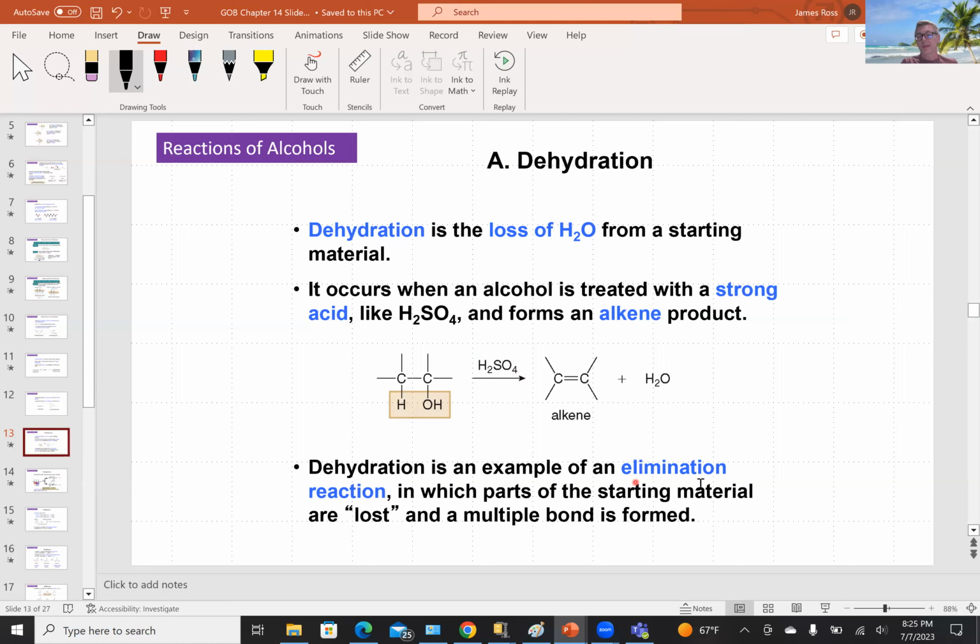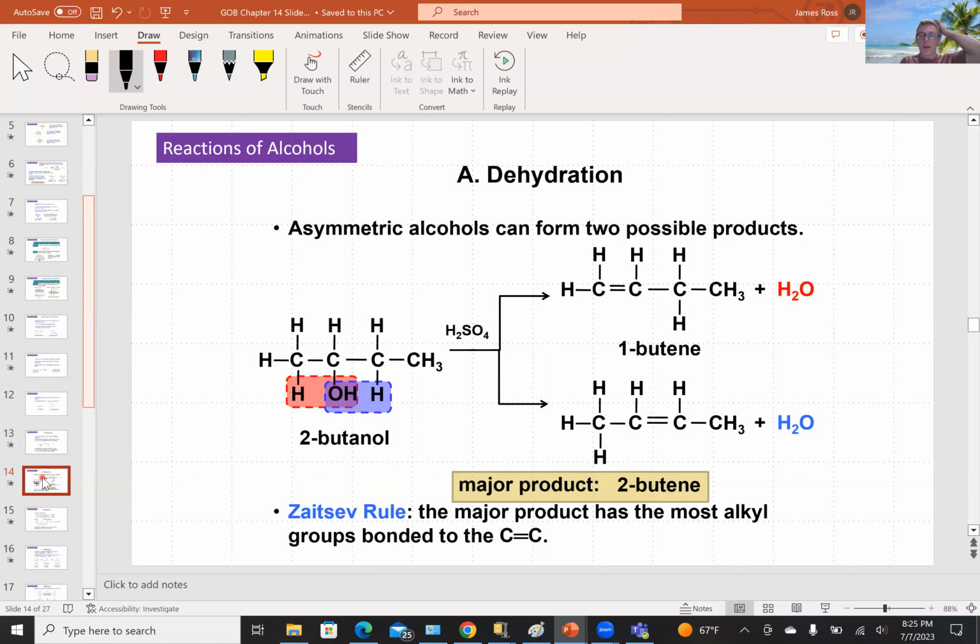So in general, this is an elimination. So again, previously we've seen hydration, which is an addition. The opposite of an addition is an elimination, and this specific example is a dehydration. So again, to link this back with what we've seen before, we saw hydration and we inspected Markovnikov's rule. Now we're looking at things like dehydration or elimination. We have something called Zaitsev's rule.